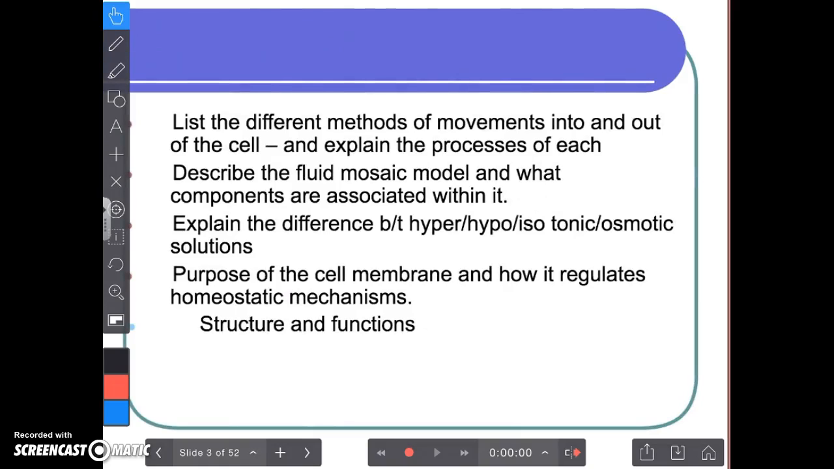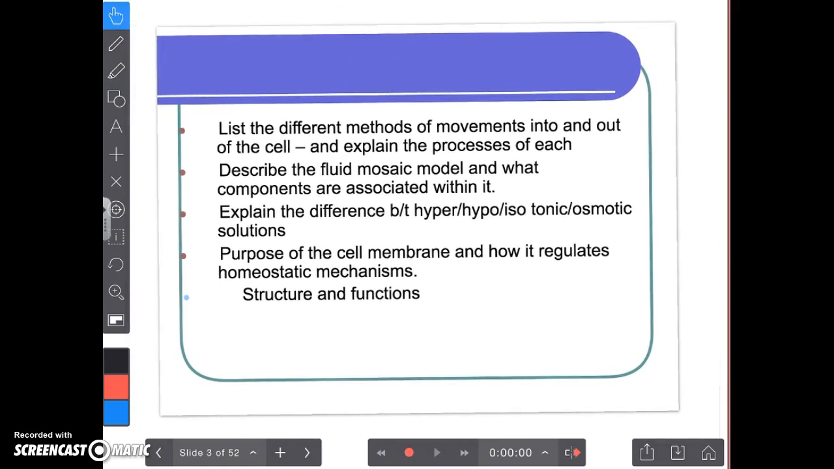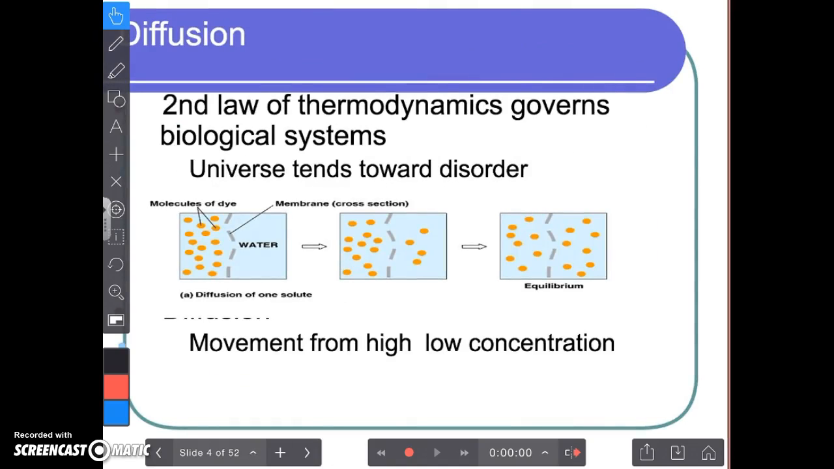So if I'm looking here, listing the different methods of movement into another cell, this is another one. Explain the process of waves as they move through. Describe the fluid mosaic model, what components are associated with it. Explain the differences between those different osmotic solutions, as well as identify the purpose of the cell membrane and how it regulates. So it's a structure and function based off of.